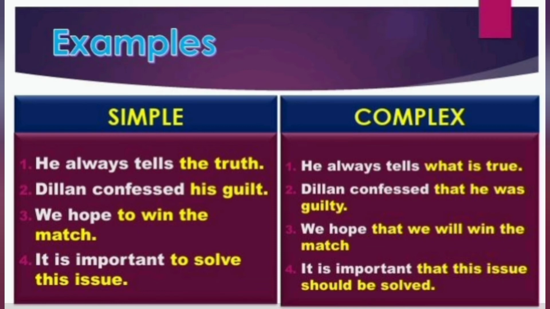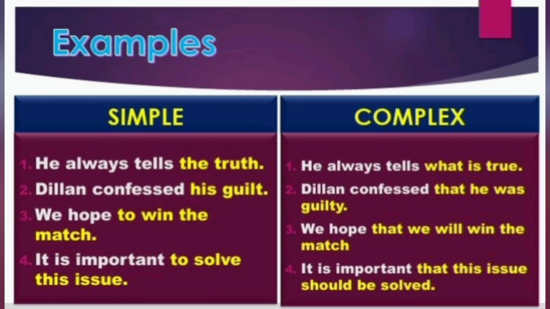Fourth sentence, it is important to solve this issue. Here the key phrase is to solve this issue. So in complex sentence it becomes, it is important that this issue should be solved. Or we can also write, it is important that we should solve this issue. So there is sometimes more than one possibility. When we carefully look into the key phrases or the keywords, it is very easy for us to change it.